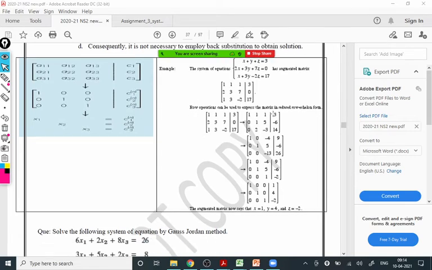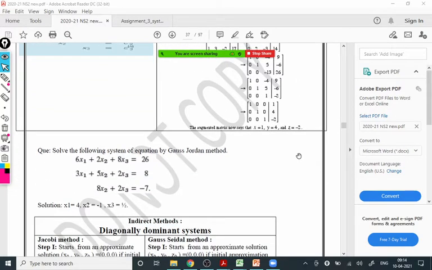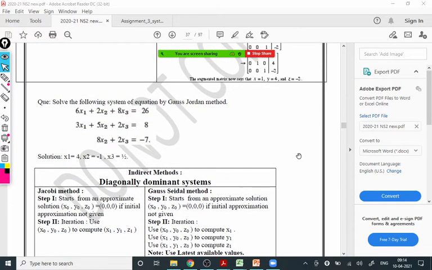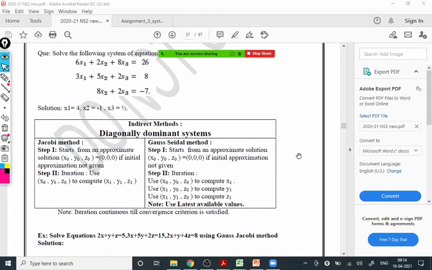Okay. I hope there is no doubt in the first two methods. So if there is no doubt, I'm moving on to the last two methods of solving the system of equations. The remaining two methods are iterative methods. That means there is an iterative formula, just like the bisection method and Newton-Raphson method. We have an iteration formula and some initial approximation. That is how this method works.